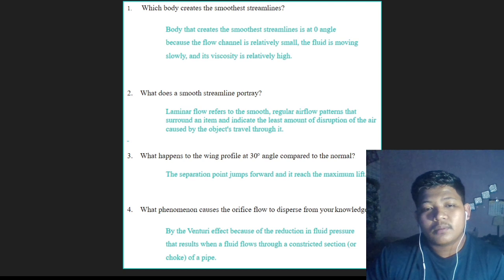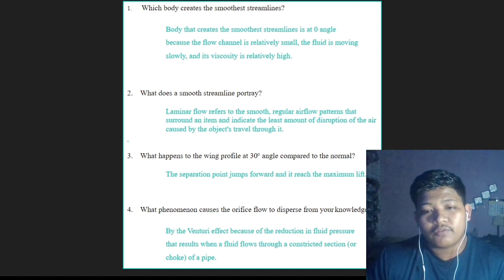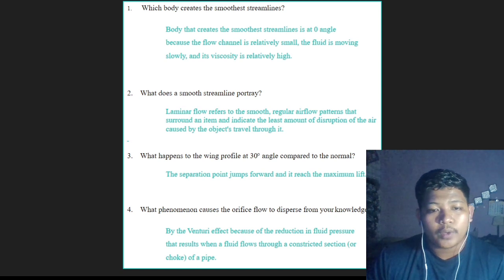Number 4, what phenomenon caused the orifice flow to disperse, from your knowledge? It is the Venturi effect, because of the reduction in fluid pressure that results when a fluid flows through a constricted section or choke of a pipe.